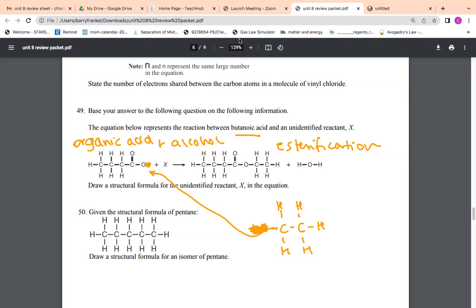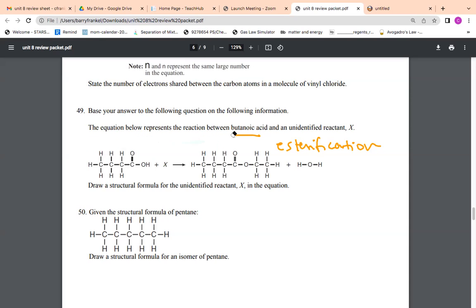And again, remember that hydrogen that came off of our organic acid and the entire hydroxyl group that came off of our alcohol, they're off now, and they will come together and they will form water as one of our byproducts.